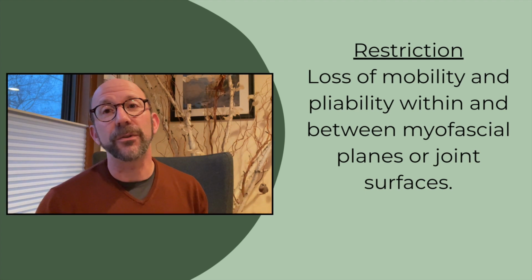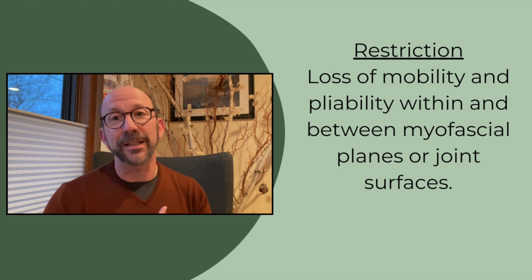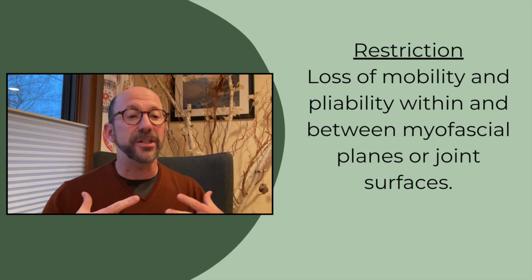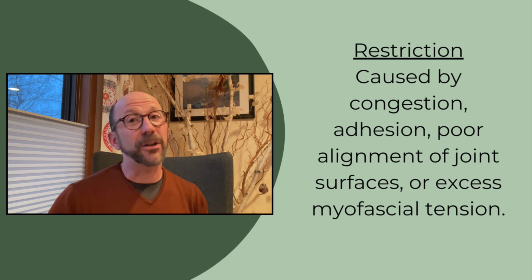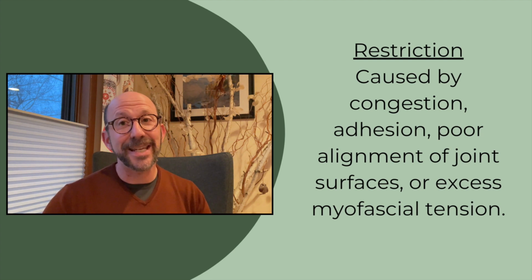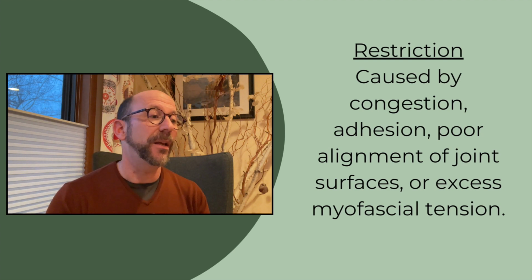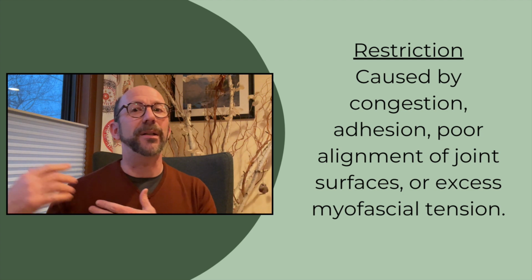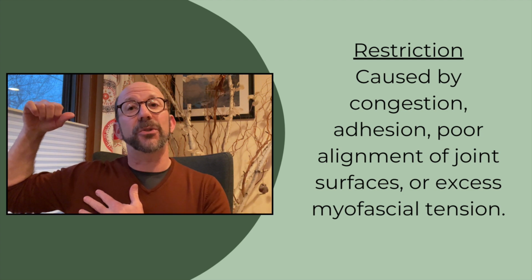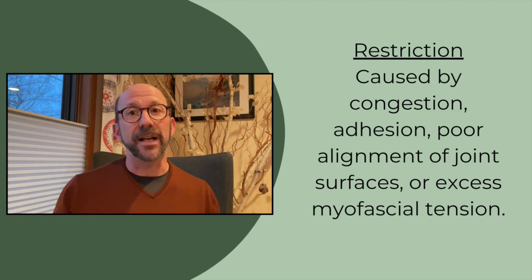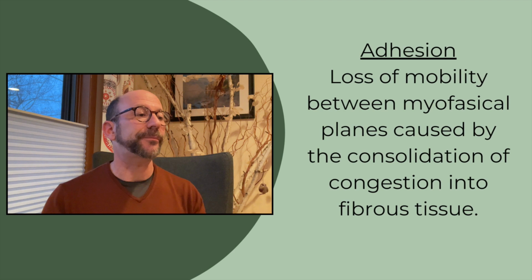So inflammation, tissue disruption, congestion, restriction is a very general term for anything that creates a loss of mobility between adjacent structures. It could be joint surfaces or myofascial planes. Restriction is just a descriptive term saying this doesn't move the way that it's supposed to move. It can be caused by congestion. It can be caused by adhesion. More about that in a little bit. Poor alignment of joint surfaces can cause restriction, or excess myofascial tension. So just as simple as a tight pec creating a restriction of shoulder extension and abduction, that's restriction, for example.